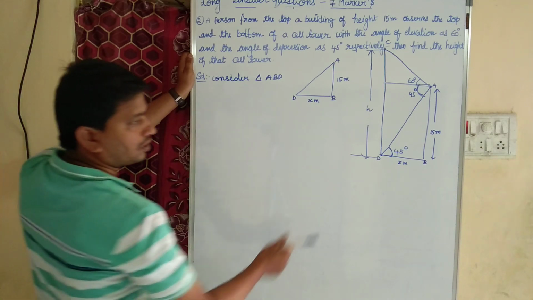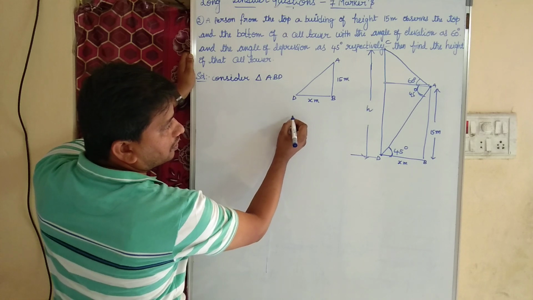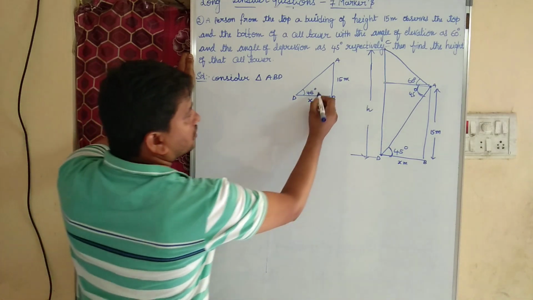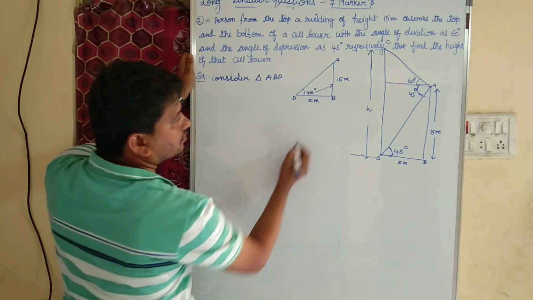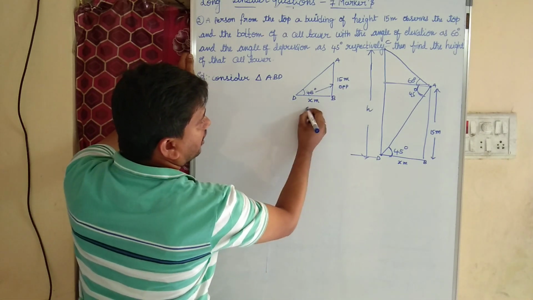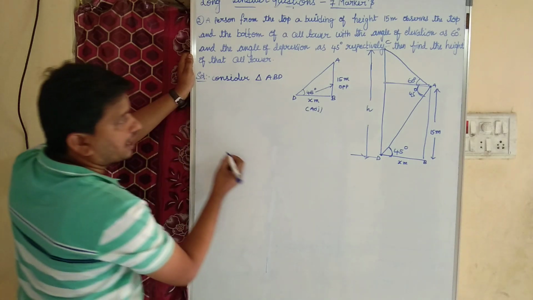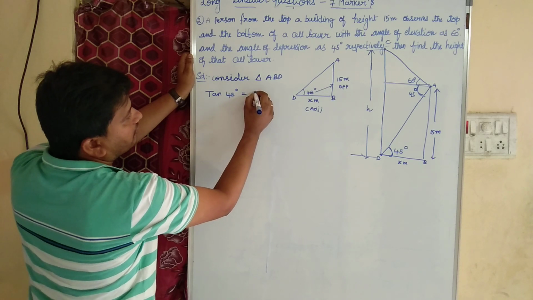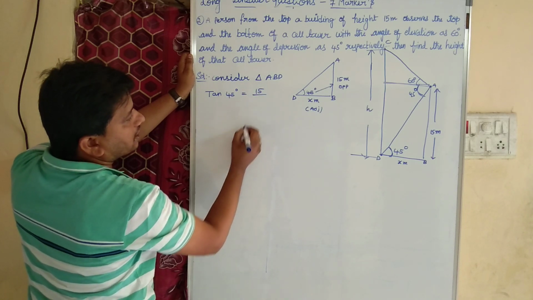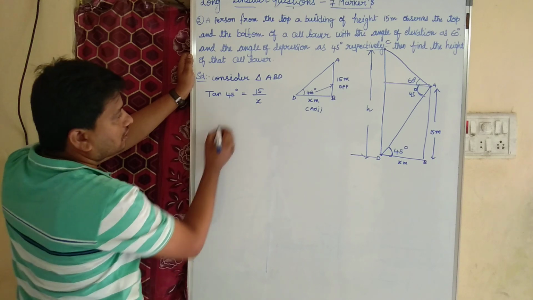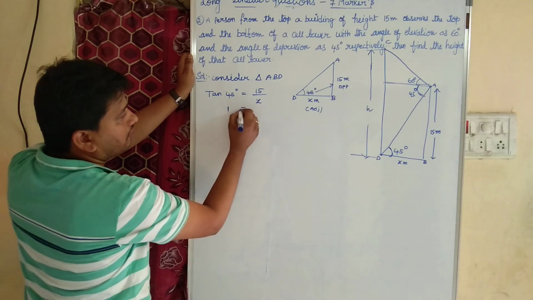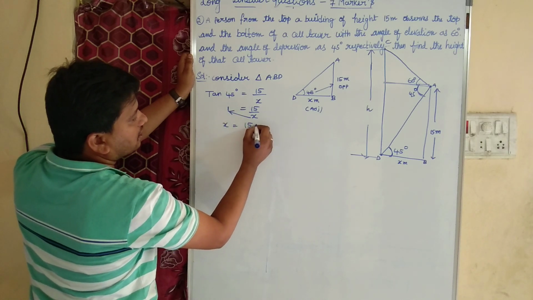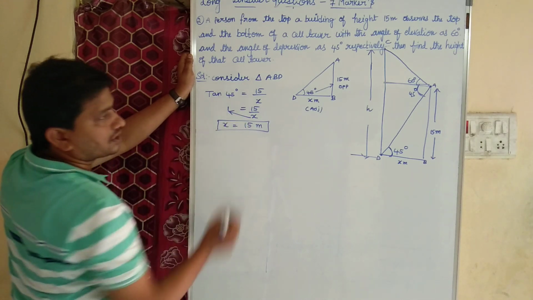So, the angle here is 45 degrees. This side will become the opposite side and this will become the adjacent side. Again, opposite by adjacent means I need to consider the tan function. Tan 45 equals opposite side 15 meters, adjacent side is x meters. We know tan 45 value is 1. So 1 equals 15 by x. Cross multiplication: 1 into x equals 15 meters.